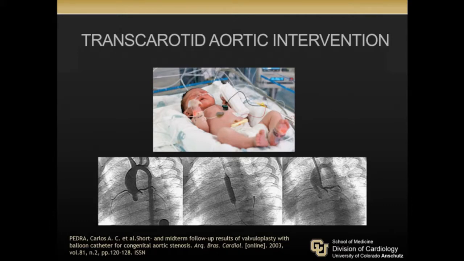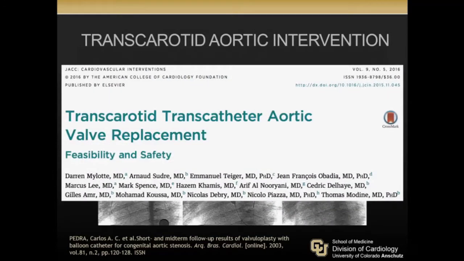So I said, if we can put sheaths in the carotid artery of a 3-kilo kid and do aortic valve interventions, why can't we do that in adults without femoral access? And shortly after I had that moment of enlightenment, this French study came out and showed that transcarotid transcatheter aortic valve replacement was not only feasible but safe. So I think this adds to our armamentarium as structural interventionalists to be able to access alternative sites percutaneously or with surgical cutdown, avoiding access to the chest.